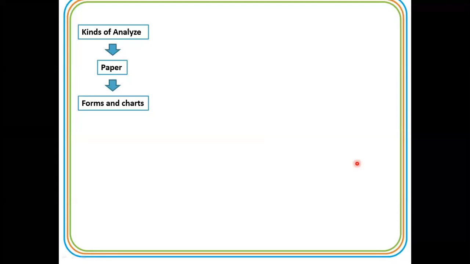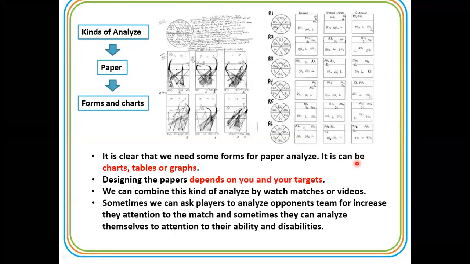Okay. The other one is the four-man chart. This is a very simple way that we can analyze with a chart and form. And this is very important: designing the papers. This form depends on you and your idea. Maybe some papers work for me, but it doesn't work for you. This is normal. You can design your own papers and your own forms.